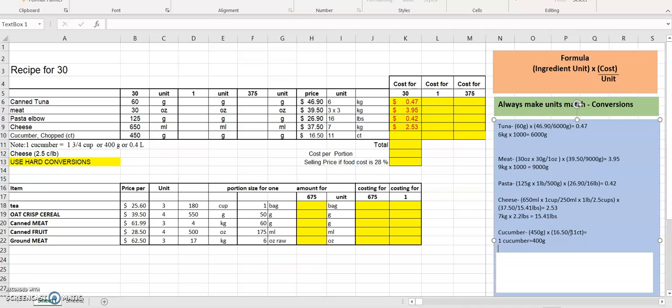So what we need are 11 cucumbers, and then we're going to multiply that by 400 grams, because that is how much is 1 cucumber. That's going to give us 4,400 grams in total, which can go right in here. Now our units match. And then our total would be $1.69. And then we can input that.